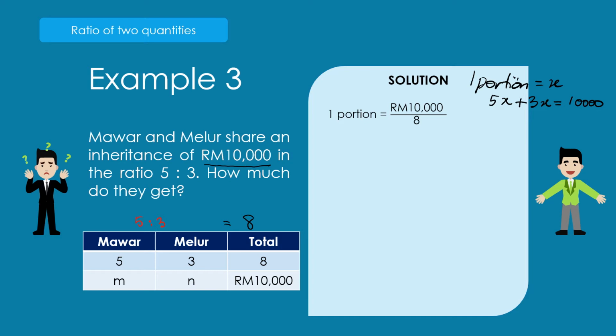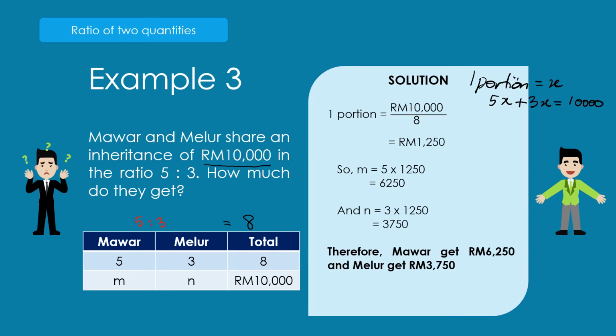One portion is 10,000 divided by 8. Therefore, one portion is equal to 1,250. For Mawar, 1,250 times 5 is equal to 6,250. And for Melo, 1,250 times 3 is equal to 3,750. Therefore, Mawar gets 6,250 and Melo gets 3,750 ringgit.